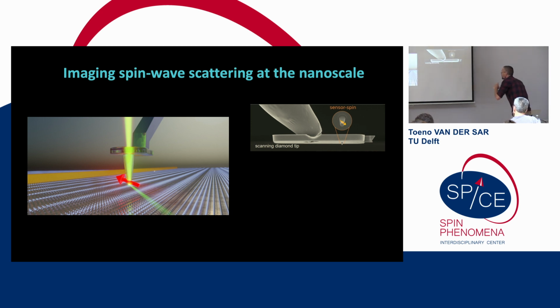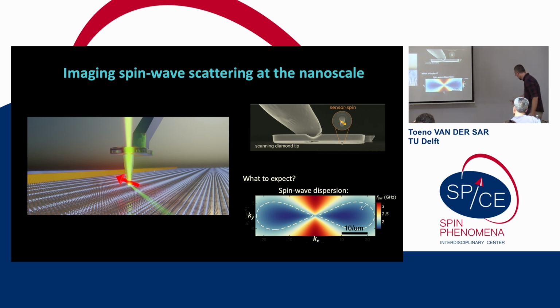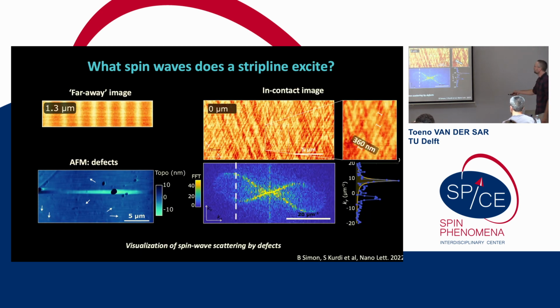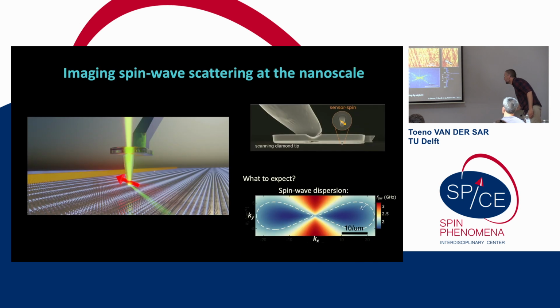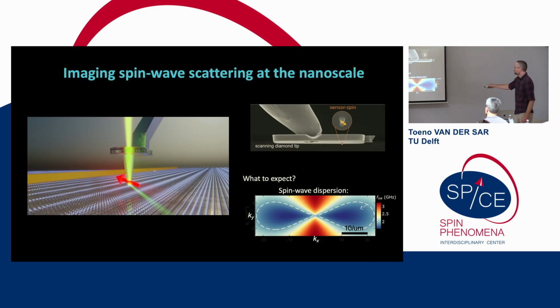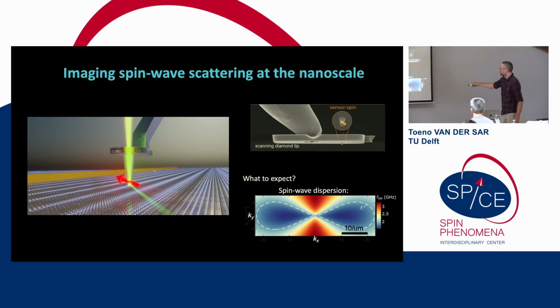No, I have one more result to show. So this is what we do with the NV tip. We go to the nanoscale. So in this case, we have a, sorry, I go too fast. We have a single spin in a diamond tip, and we use it to image a spin wave that's excited by a strip line.